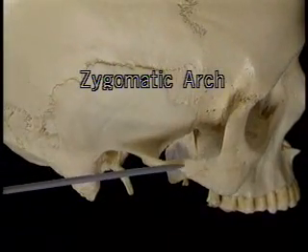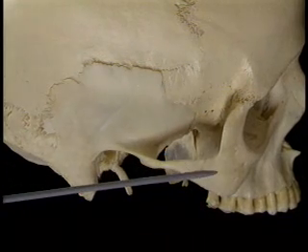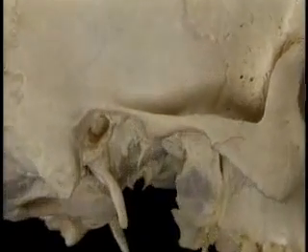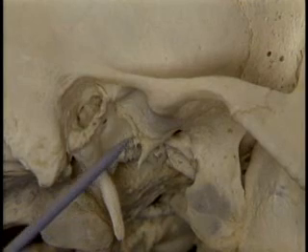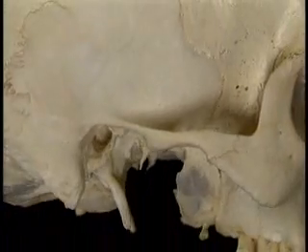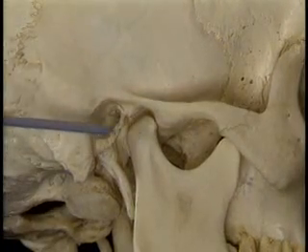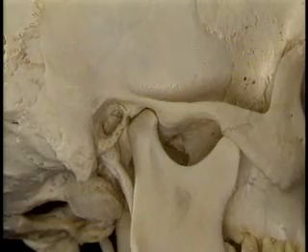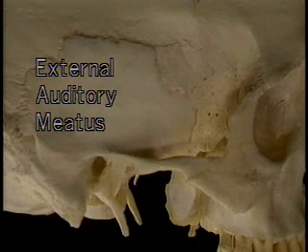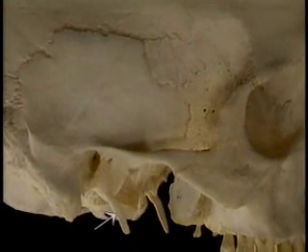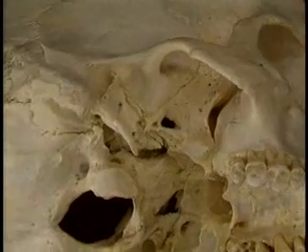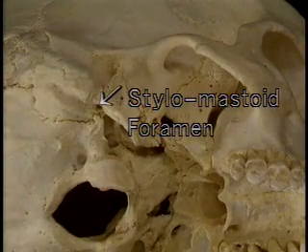This is the zygomatic arch, formed largely by the temporal bone and partly by the adjoining zygomatic bone. Here on the underside of the root of the zygomatic arch, this complex curved surface articulates with the condyle of the mandible to form the temporomandibular joint. This is the external auditory meatus leading to the middle ear. This long, sharp projection is the styloid process. Just at the base of the styloid is the little stylomastoid foramen for the facial nerve.